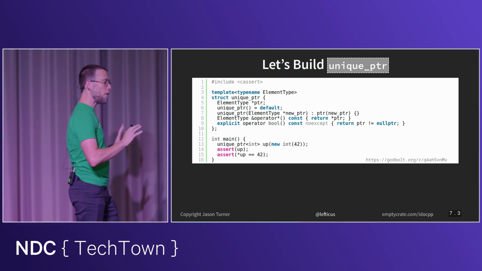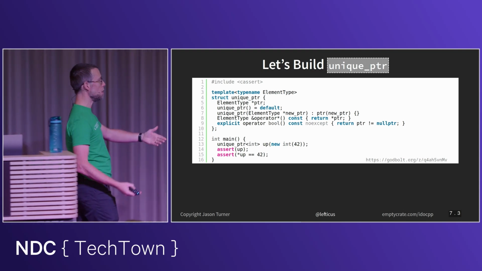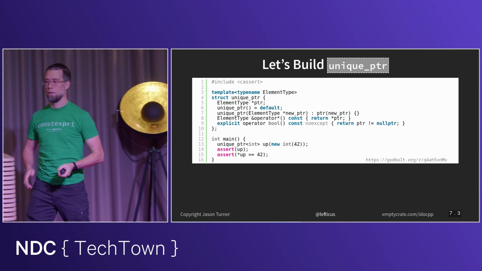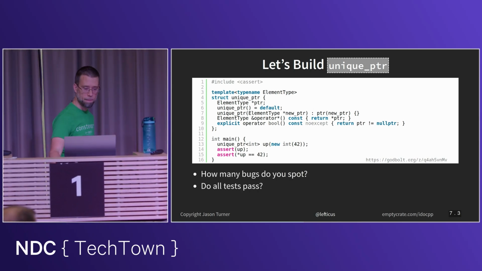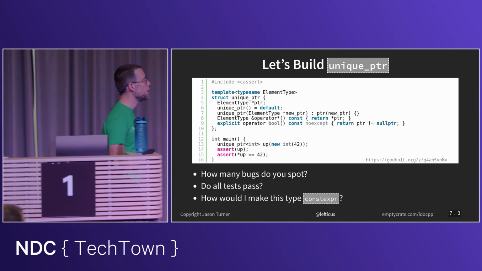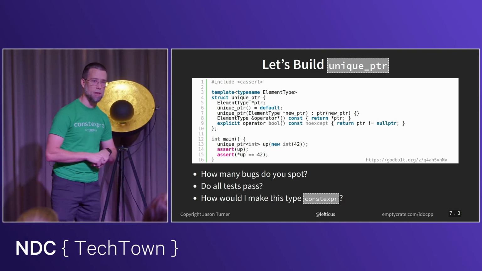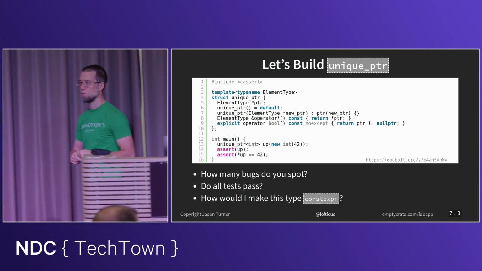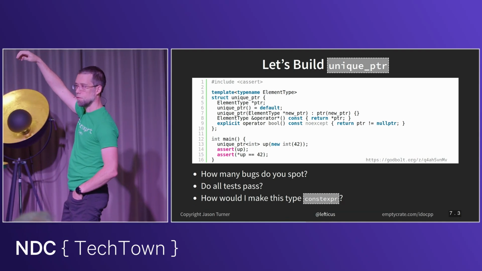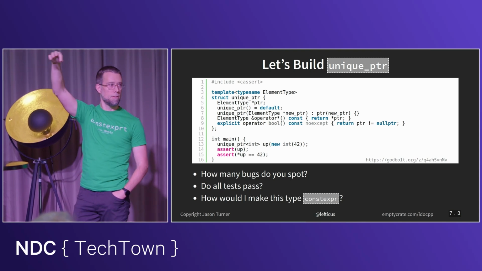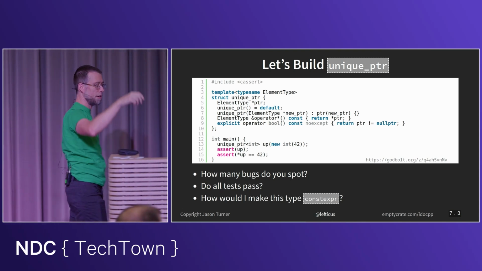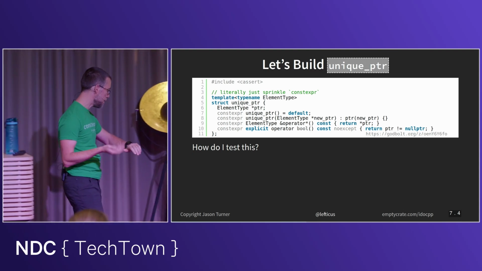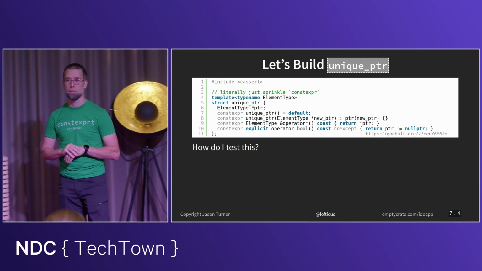Okay, but if I were to actually compile and execute my test suite, I would get pretty good code coverage and no bugs, right? All right. How would I go about making unique pointer Constexpr? Just kind of see what I'm doing right there? Sprinkling some Constexpr around my code, like that. Okay, so how do I now test my Constexpr-enabled version of unique pointer?